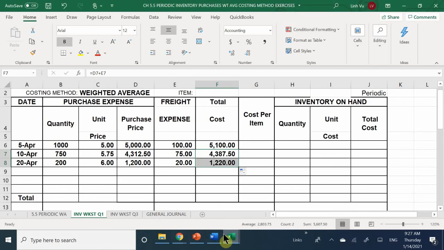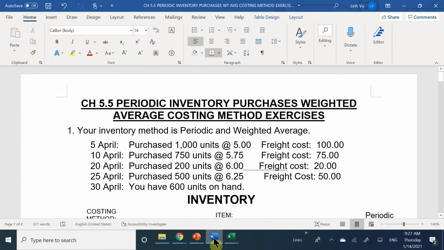Okay. All right. Let's see what happened next. On April 25th, we purchased 600 units at $6.25. Freight cost you $50.